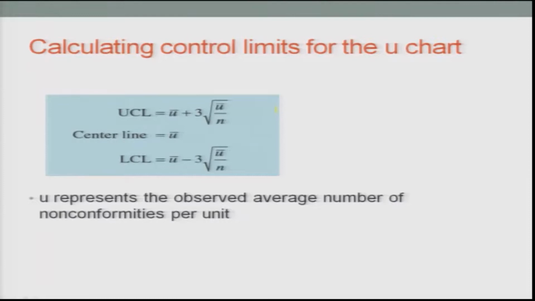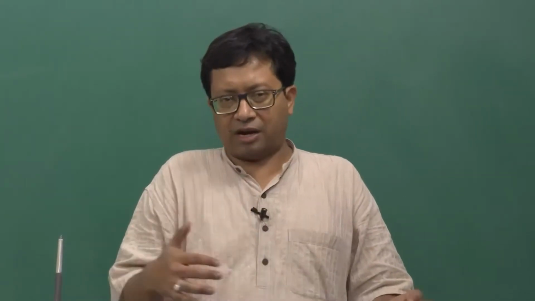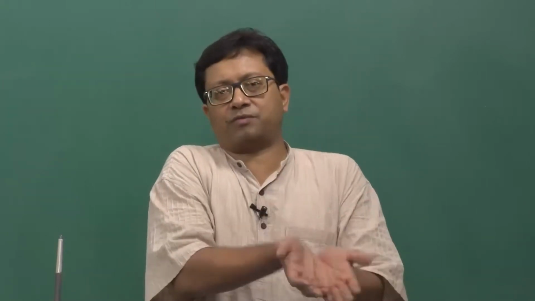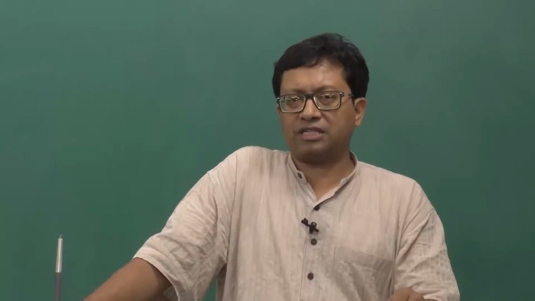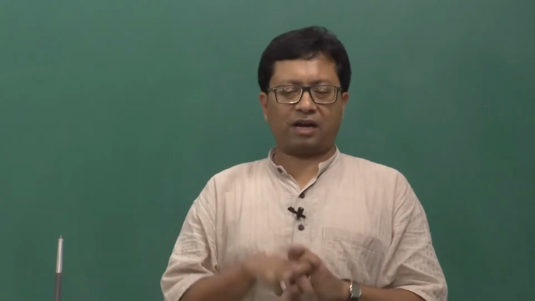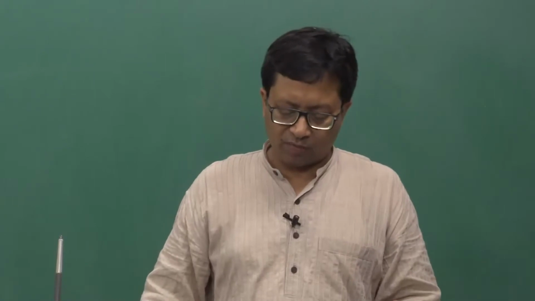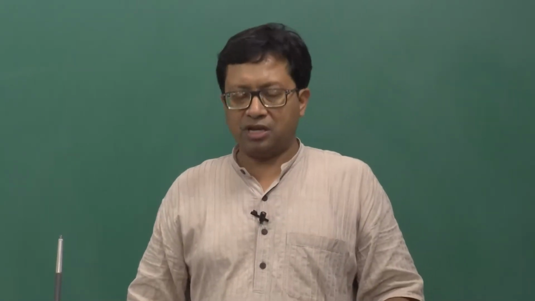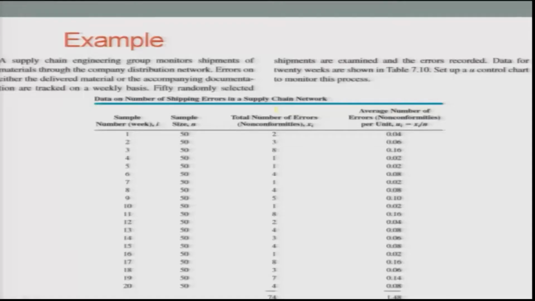Again continuing the discussion, if I want to find the central line, the upper control and the lower control, the concept remains the same. We use the central line to be u bar, and obviously u bar would be the case for the examples when we consider the sample and try to draw meaningful conclusions from the sample onto the population. The corresponding standard deviations are given as, so this 3, again I am repeating, is the overall level of confidence which you want to have, and it would be multiplied by square root of u bar by n and do the calculations accordingly. So here u represents the observed average number of non-conformities per unit.